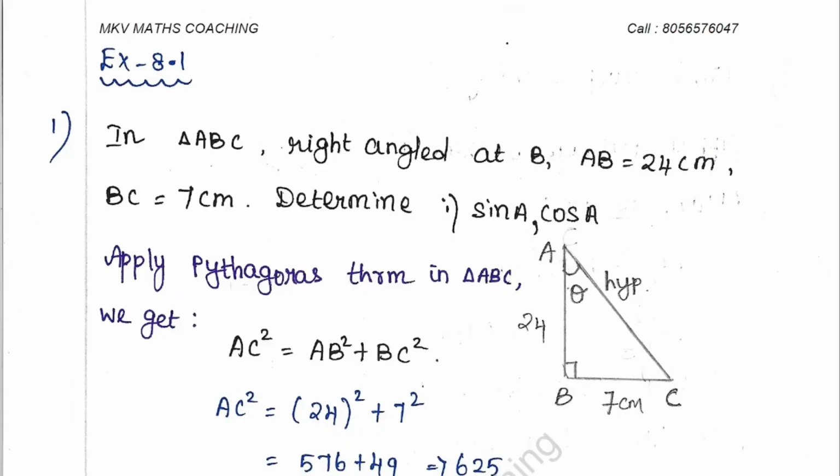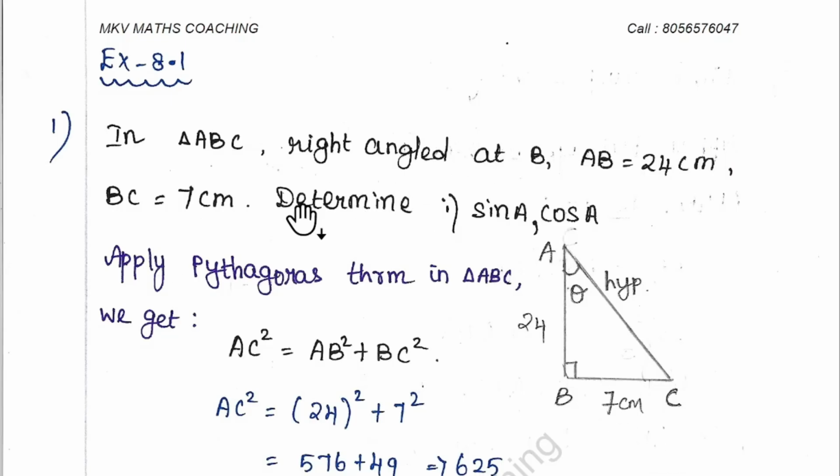Let us begin with exercise 8.1, first question. They have given in triangle ABC, right angled at B, AB is 24, BC is 7. So right angled at B, they have given AB as 24 and BC as 7 centimeter.